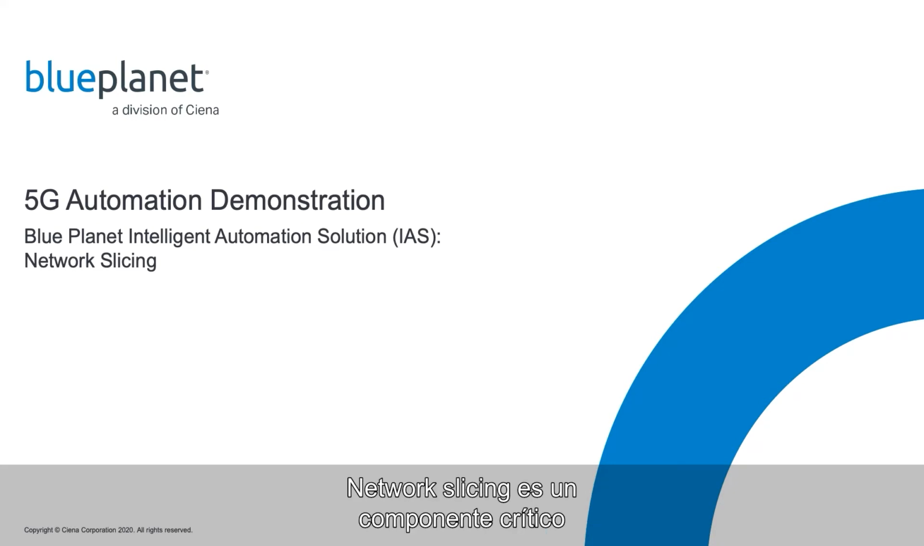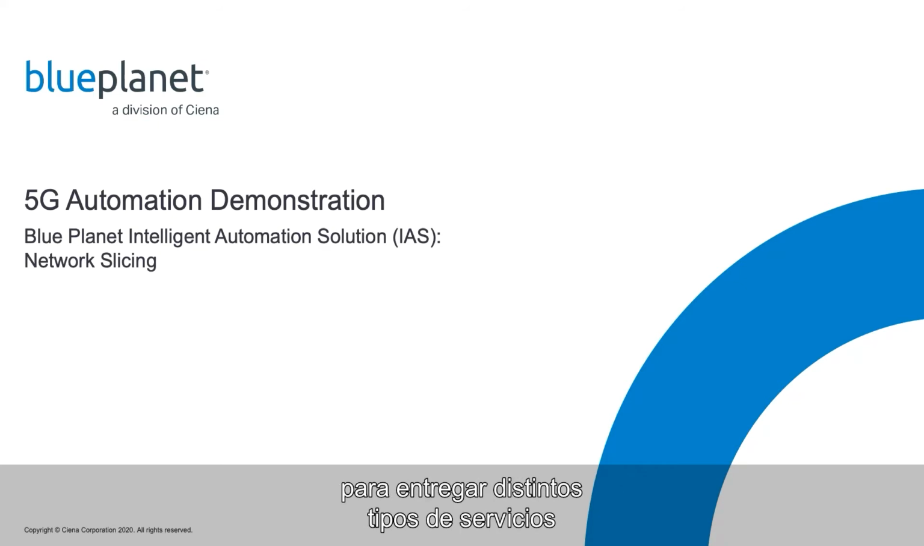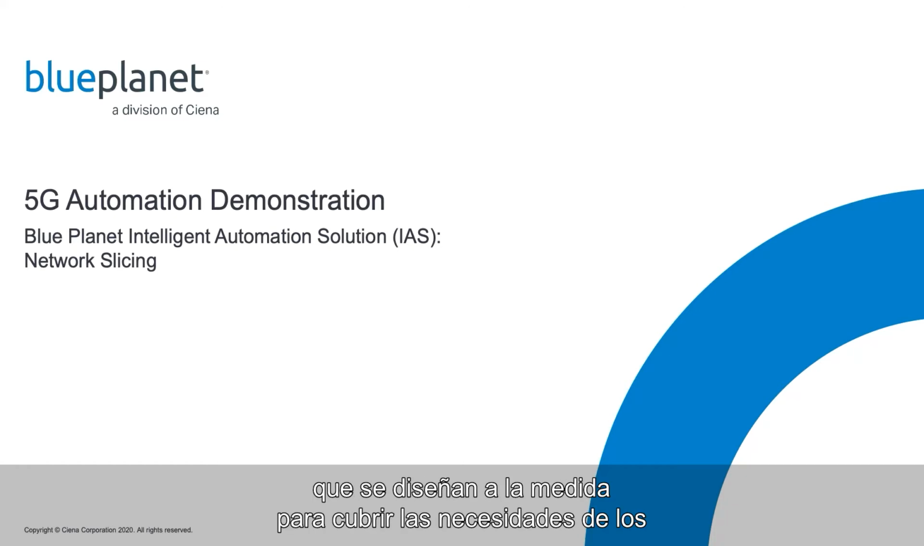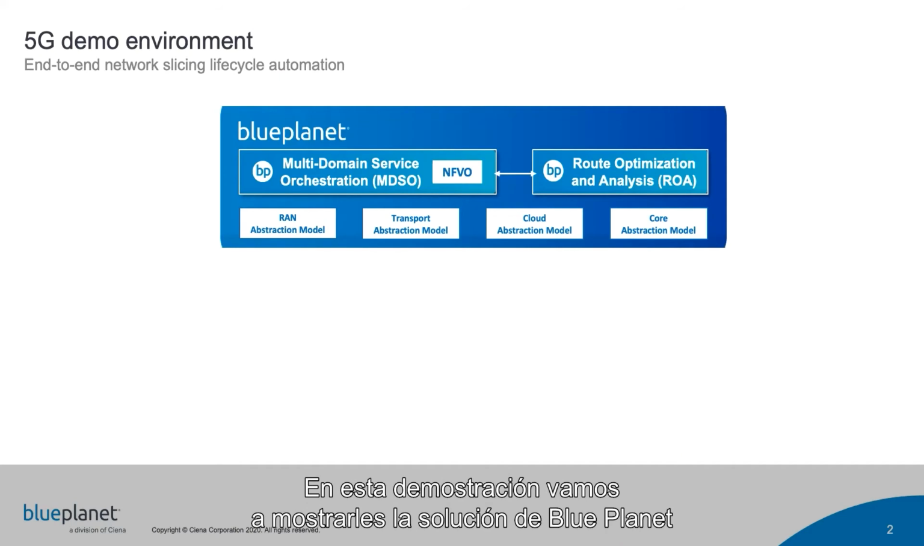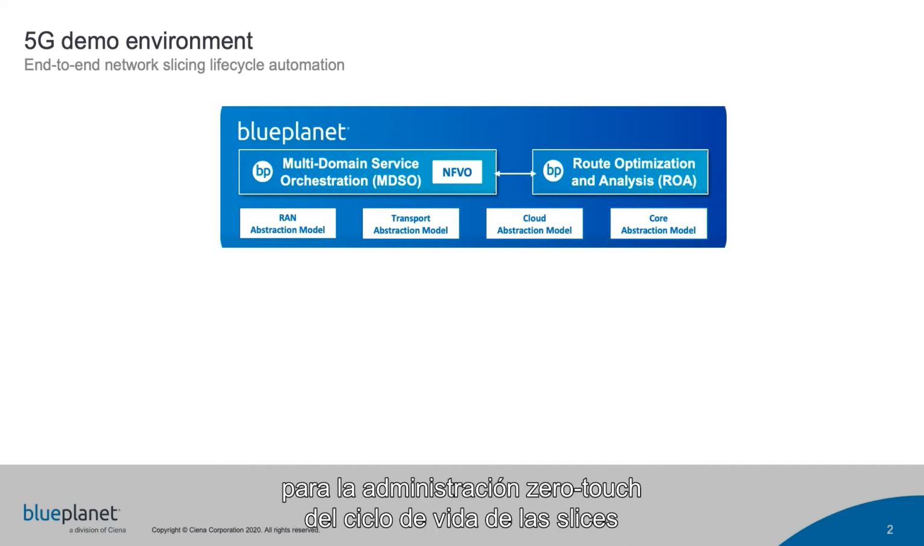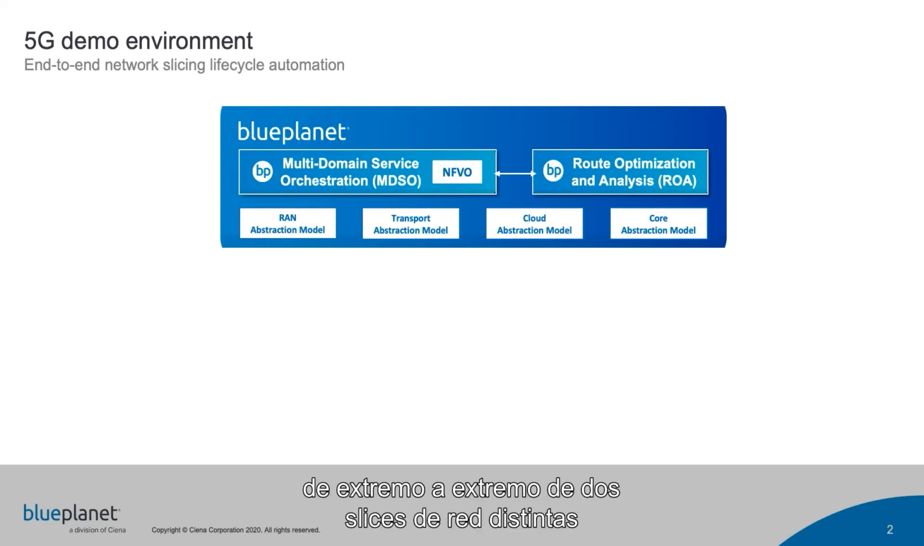Network slicing is a critical component of the 5G architecture. Using network slicing, mobile network operators can dynamically create multiple unique virtual networks to deliver different types of services that are customized to meet the needs of different types of end users. In this demonstration, we will showcase Blue Planet's solution for zero-touch slice lifecycle management and automate the design, creation, modification, and monitoring of two different network slices from end to end across a multi-domain 5G infrastructure.